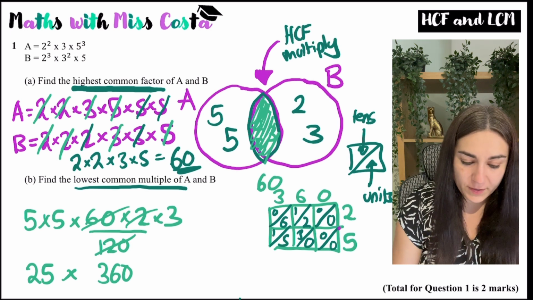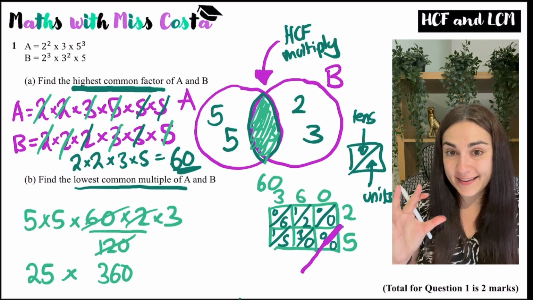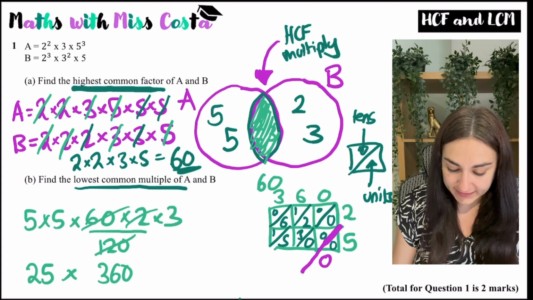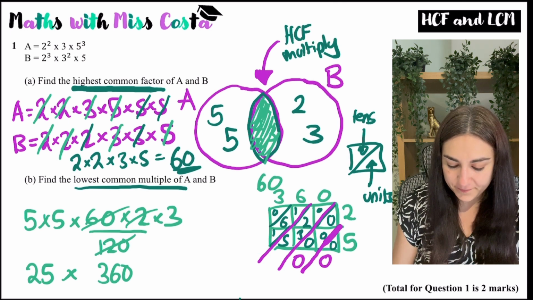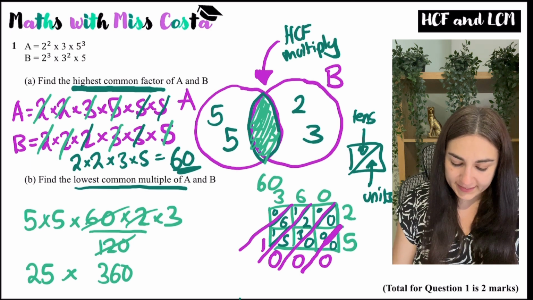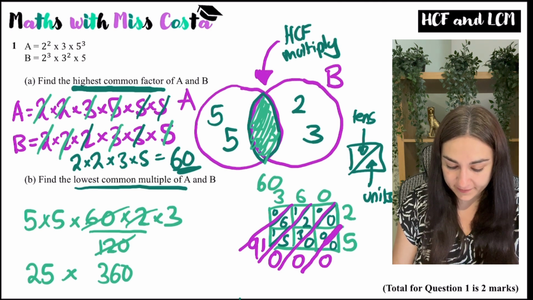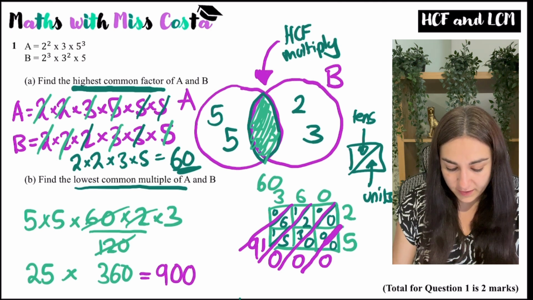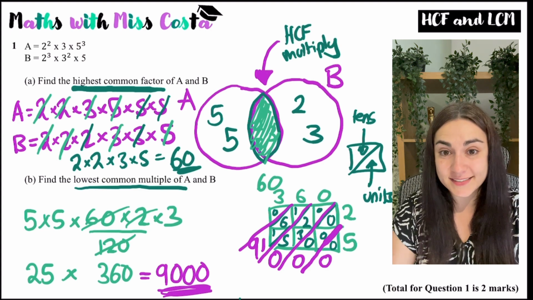Now when I've done that, I just go along my diagonals and I add everything that is in each individual diagonal. So the first one is 0, the second one is 0, then I've got 5 plus 3, which is 8, plus 2, which is 10. So I carry the 1 into the next column. Then I've got 6 plus 1 plus 1 plus the 1, so that would be 9. So therefore, the lowest common multiple of A and B is 9,000.